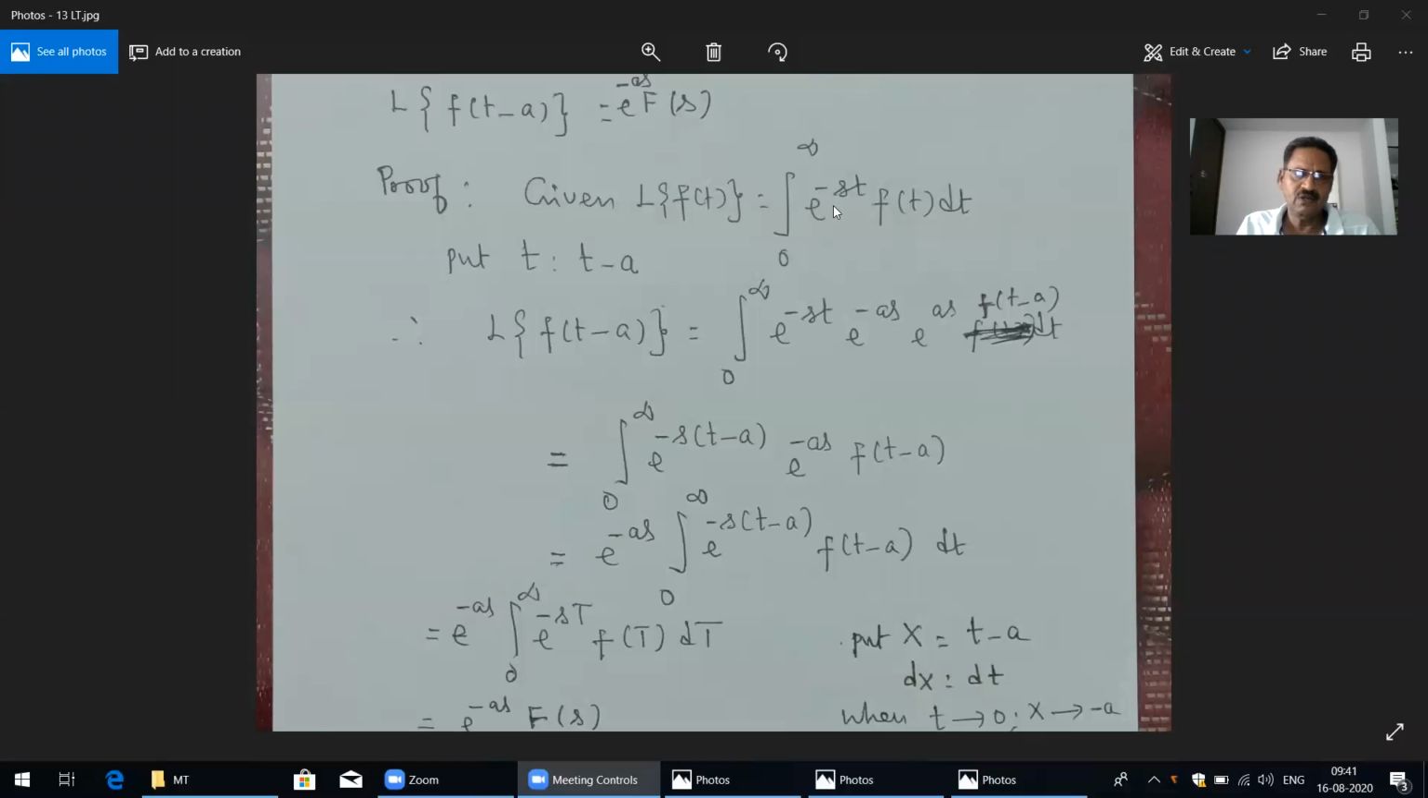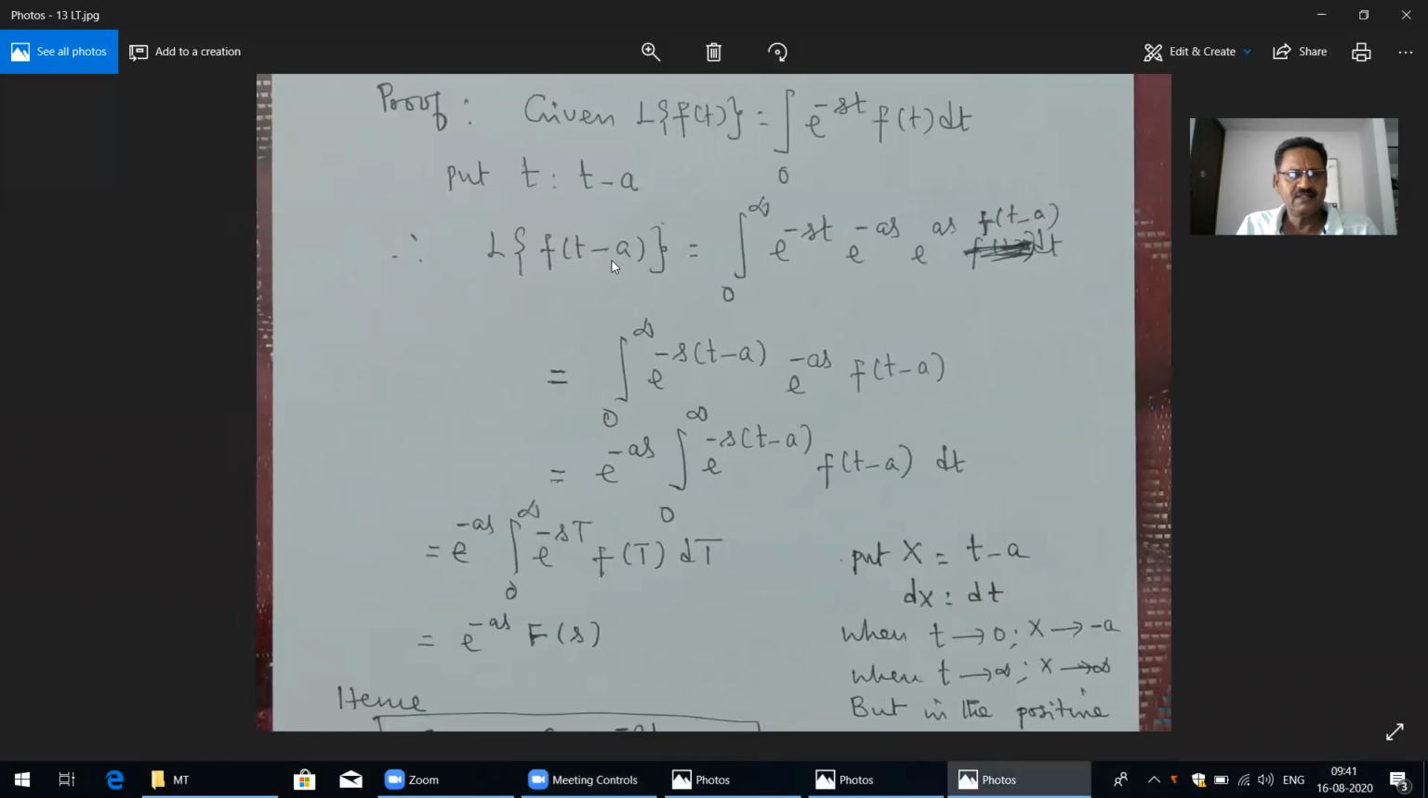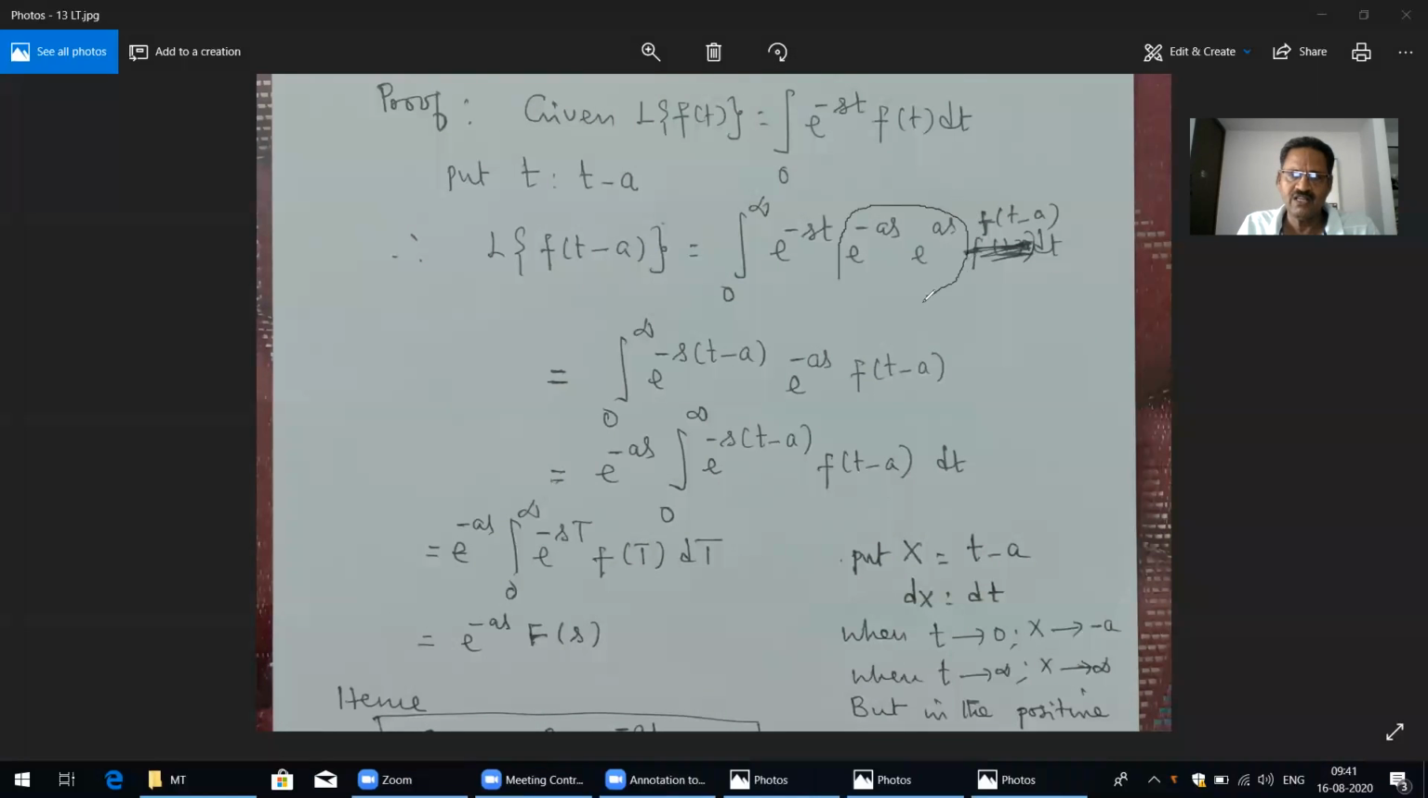In this case, you have to replace t by t minus a. Laplace transform of f of t minus a equals integral from 0 to infinity of e power minus st into f of t minus a into dt. Now we have to add these two terms.